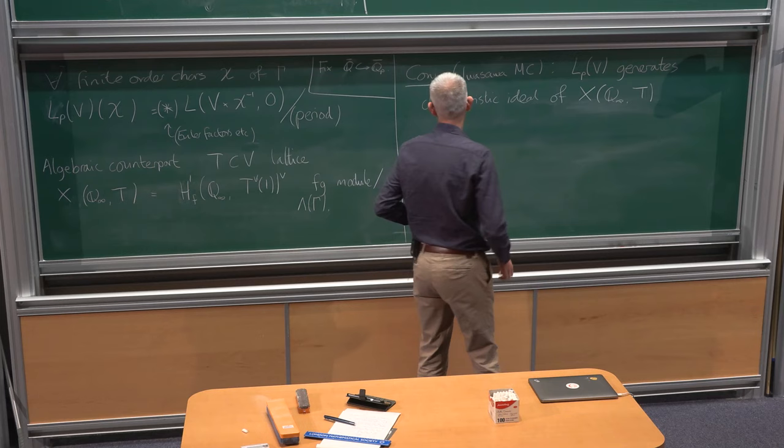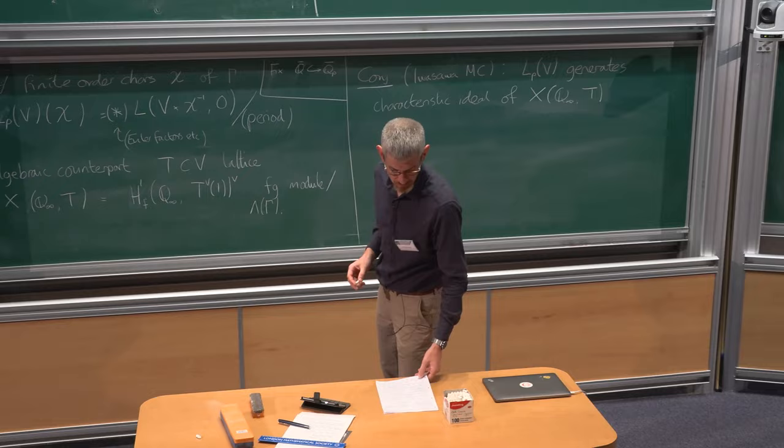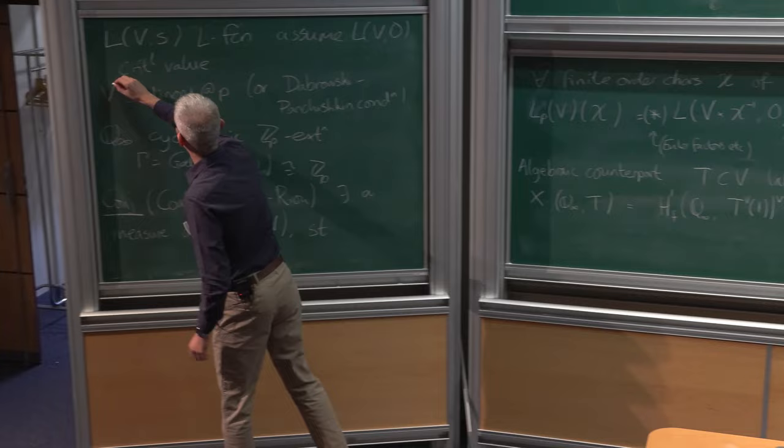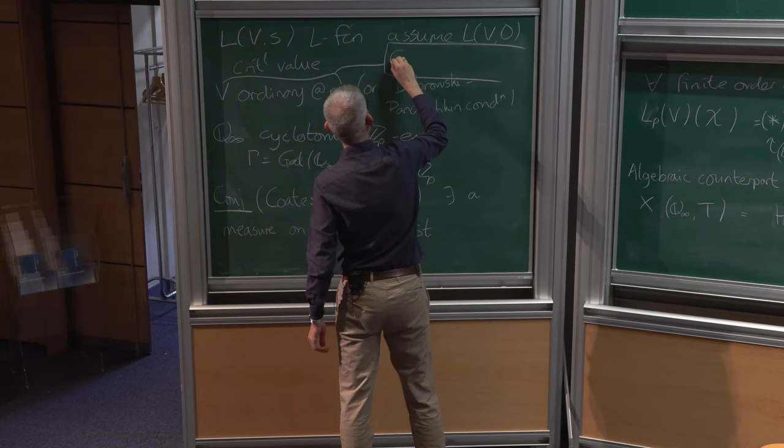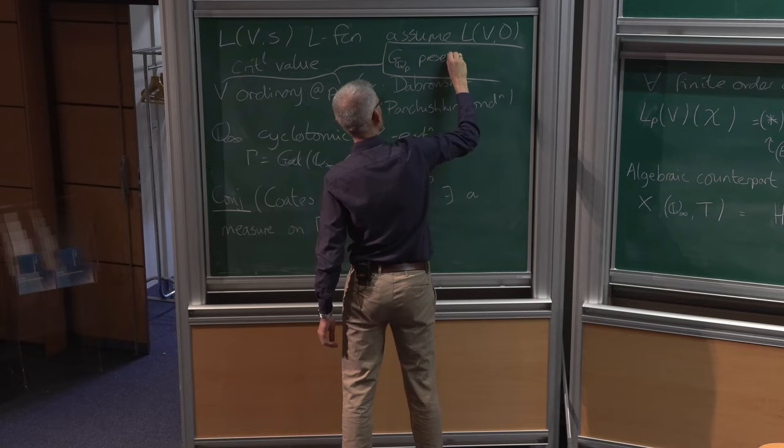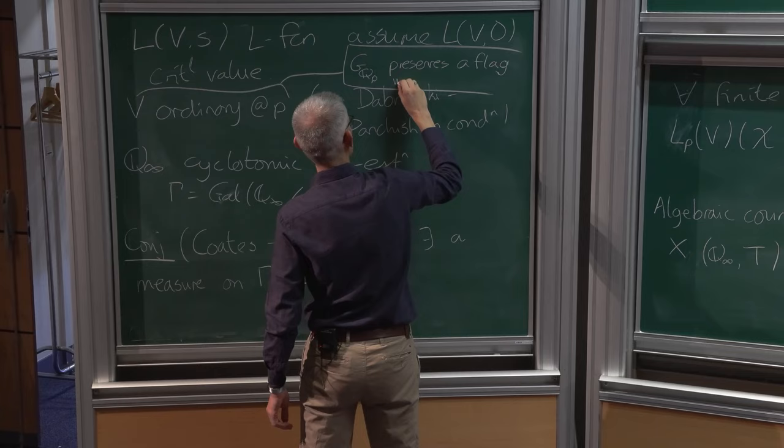Can you recall what is ordinary? You said before very fast, what is ordinary at p? So ordinary means the Galois group at p preserves a flag, with Hodge-Tate weights in ascending order.